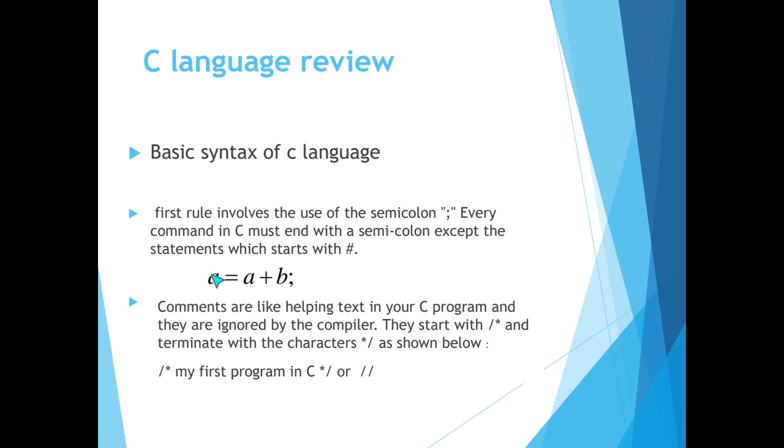Here, as you see, this is a command, a part of our coding: A is equal to A plus B, and after that we have a semicolon. If you don't use a semicolon, your program or your coding will give an error.